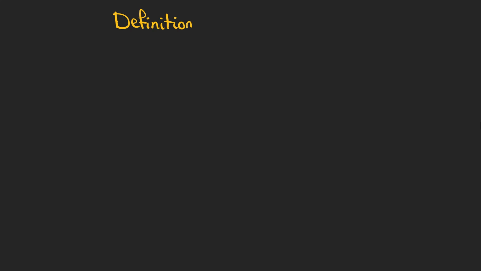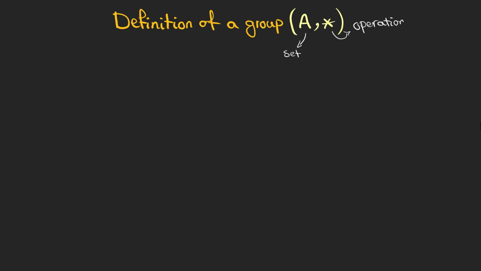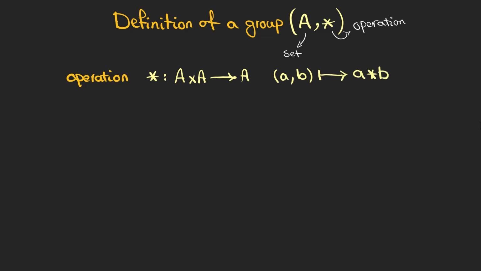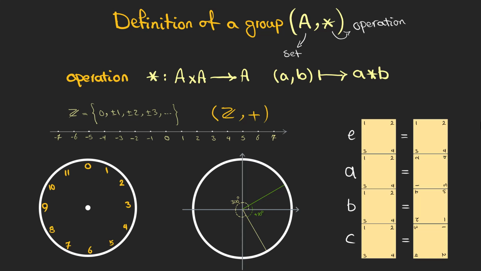Now, it's time I gave you the definition of a group. To define a group, we need a set and an operation. This operation, or group law, takes 2 elements from set A and gives another element in the same set. If we call these 2 elements A and B, the combination of A and B under the defined operation is again in the set A and is shown by A asterisk B. These are the 4 examples we talked about.